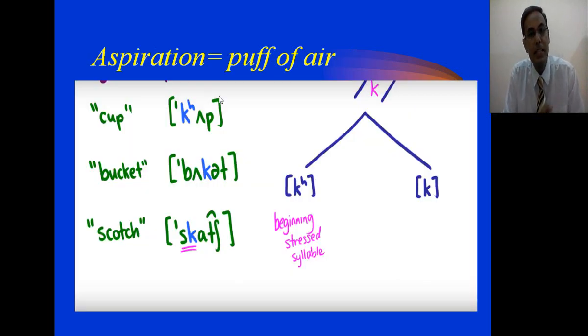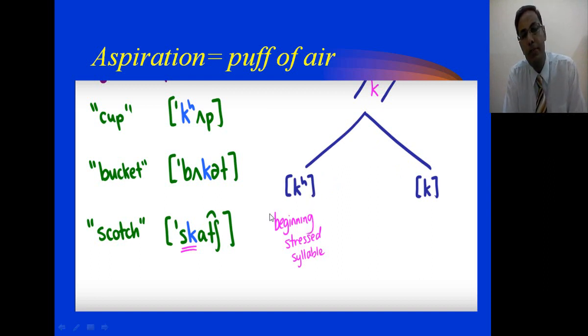The second example is aspirated sounds. Aspiration means a puff of air is produced with the sound. Look at these words with the k sound: cup, bucket, scotch. Here we notice that in the first word, we have a puff of air produced with the velar k sound. We notice that this phoneme k has two versions. One is called aspirated, with a puff of air produced with the sound.